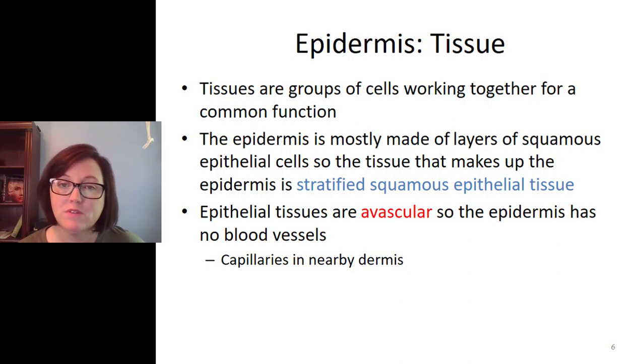Now, obviously, blood vessels are important for tissues and organs in the human body because they deliver oxygen and nutrients and water, and they remove waste from the tissue. There are blood vessels nearby to the epidermis in the superficial layers of the dermis, and that is how the epidermis will exchange things with the bloodstream, through those blood vessels in the superficial region of the dermis.